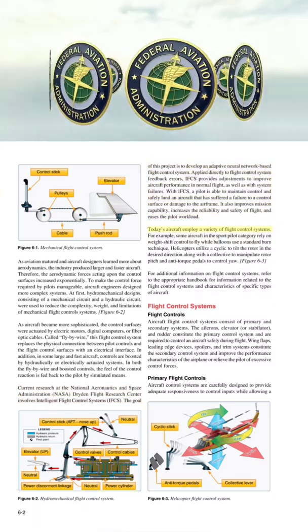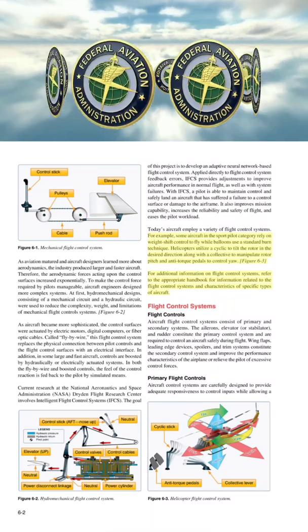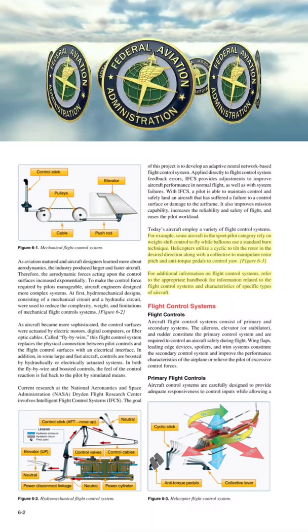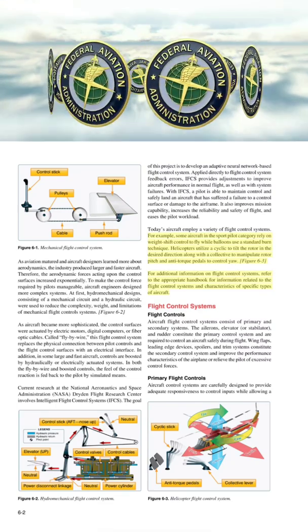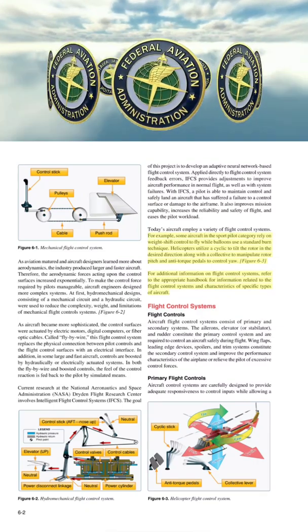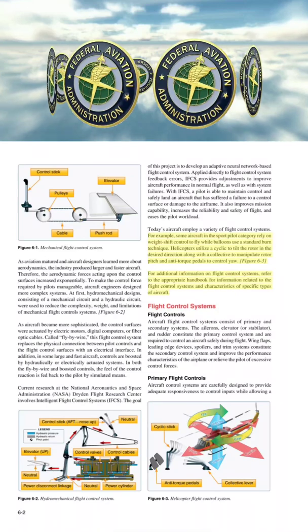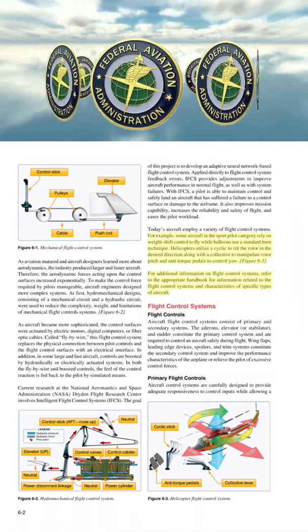Today's aircraft employ a variety of flight control systems. For example, some aircraft in the sport pilot category rely on weight shift control to fly while balloons use a standard burn technique. Helicopters utilize a cyclic to tilt the rotor in the desired direction along with a collective to manipulate rotor pitch and anti-torque pedals to control yaw. For additional information on flight control systems, refer to the appropriate handbook for information related to the flight control systems and characteristics of specific types of aircraft.